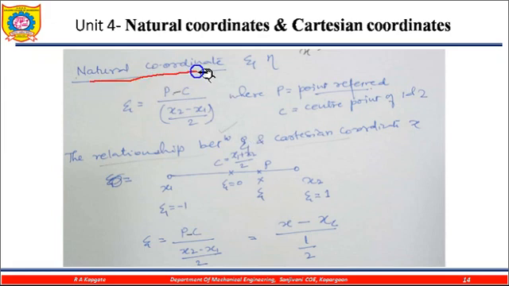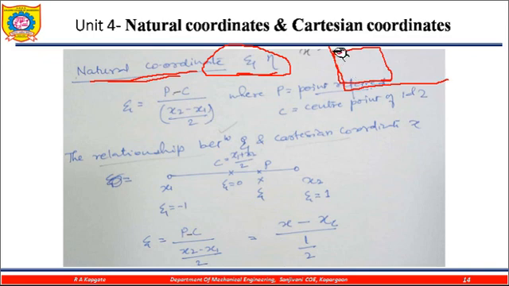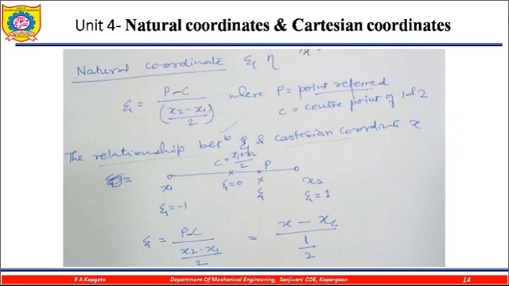Now the natural coordinate system. We know the natural coordinate system in two dimensions is designated by the xi eta axes. So this is the rectangle, and if I want to define my natural coordinate system, then this is my xi dimension, and this is my eta dimension. So natural coordinates in 2D are defined by xi eta coordinates. Now this xi is equal to p minus c divided by x2 minus x1 upon 2, where p is the point of reference, and c is the center point of the parameter.